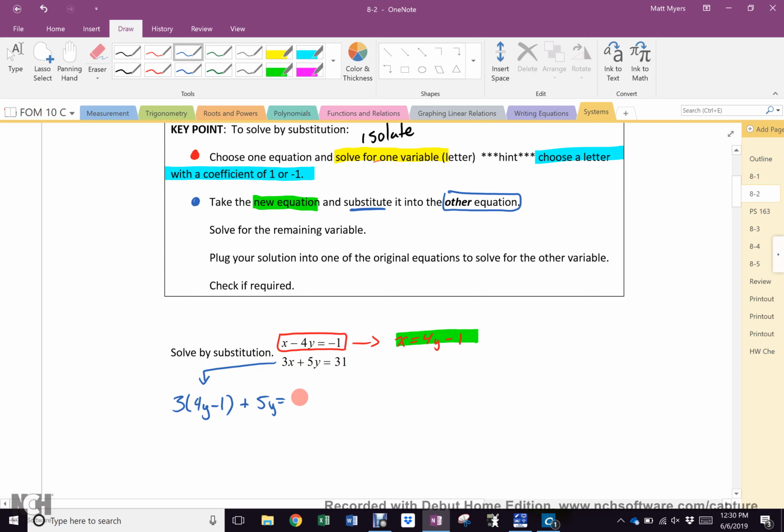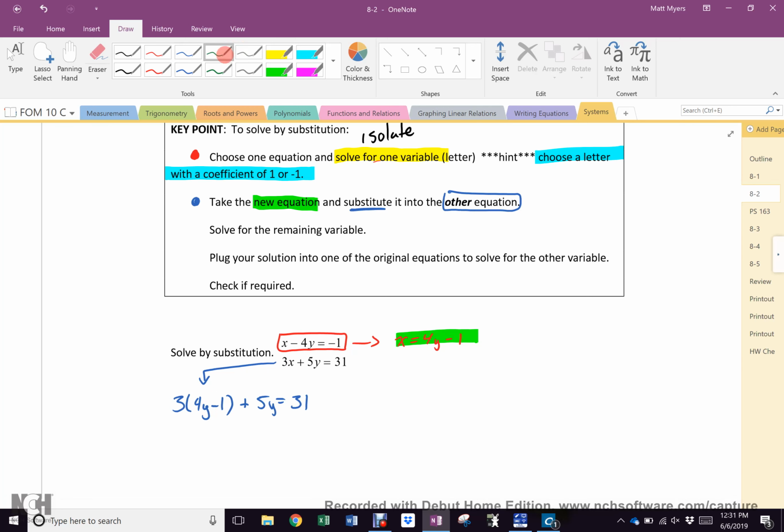5y equals what? 31. Now, is this the exact same thing? 3x and x is here. Does everybody understand this? And we couldn't have done it before because we had 2 unknowns, didn't we? But when we do this, what happened to that x down here? It's now a y. Do I have 2 unknowns anymore? I have 1 unknown. It's the y.